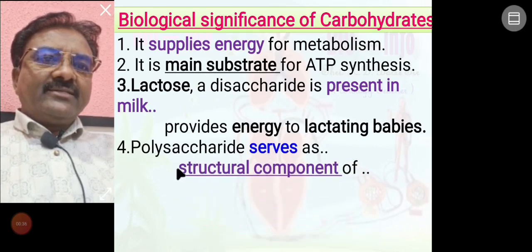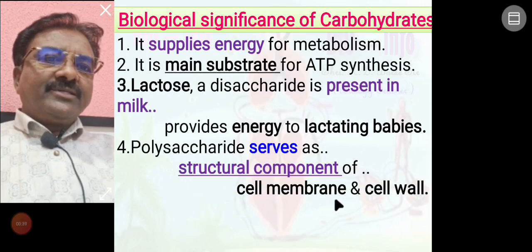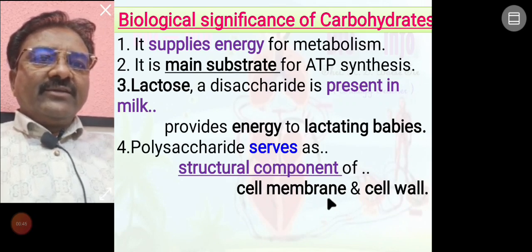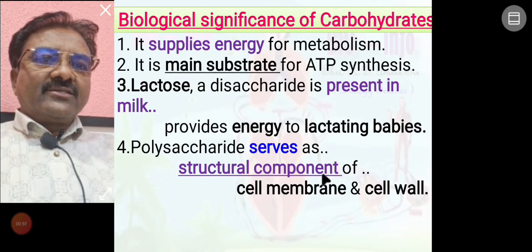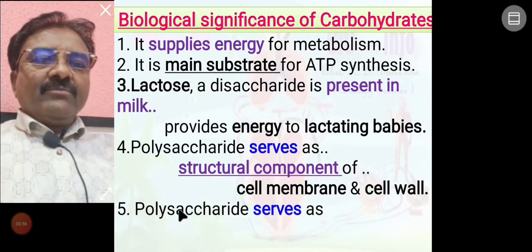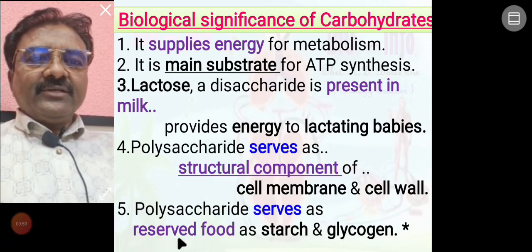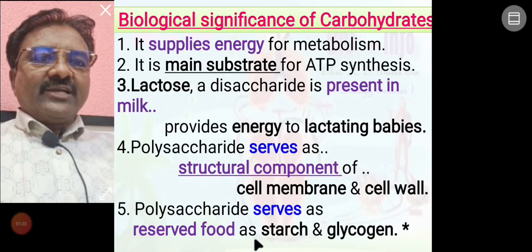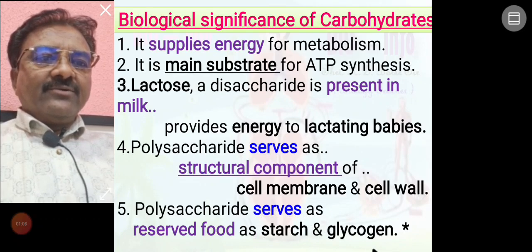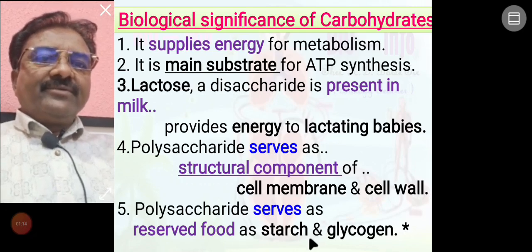Polysaccharides serve as structural components of the cell membrane and cell wall. This is also a biological significance. Polysaccharides also serve as reserve food, as starch and glycogen. You know, starch is the reserve food of plants and glycogen is the reserve food of animals. So here we noted five different biological significances of carbohydrate.